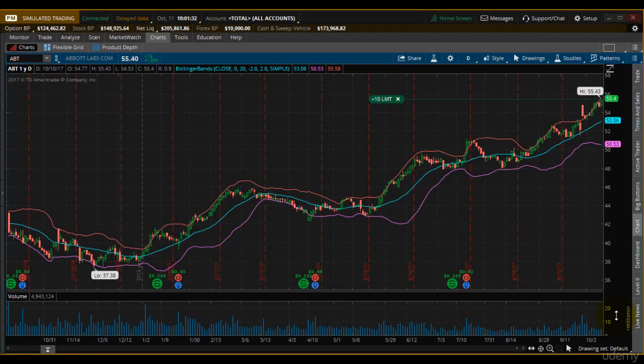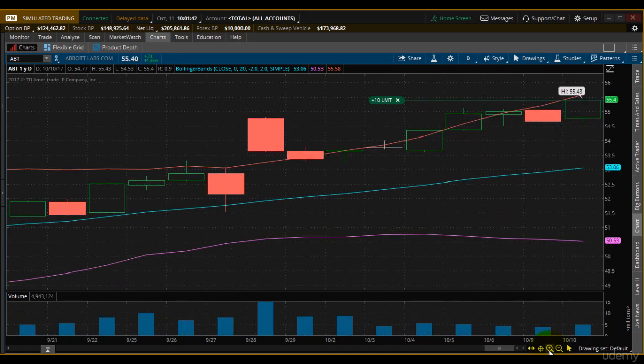Hi guys, this is the second week, and today is Tuesday, end of trading. This is our trade ABT, that is ABT Labs. As you can see, on the last day it opened at 54.77, its high is 55.43, its low is 54.33 and its close is 55.40. So it has risen 74 cents, that is 1.35%.